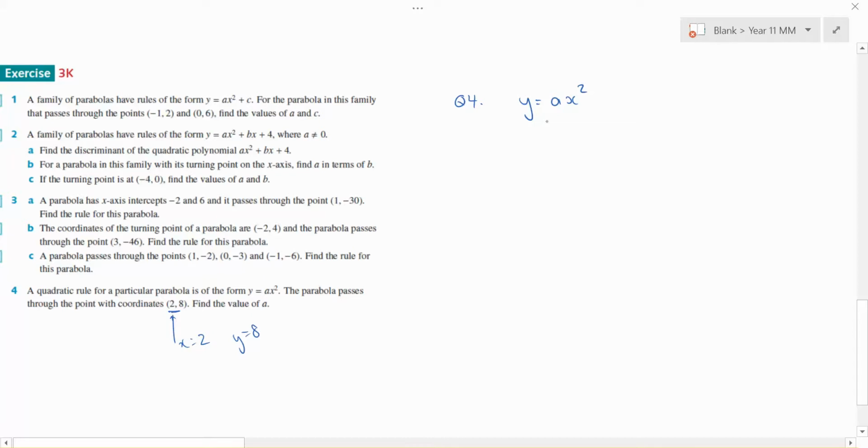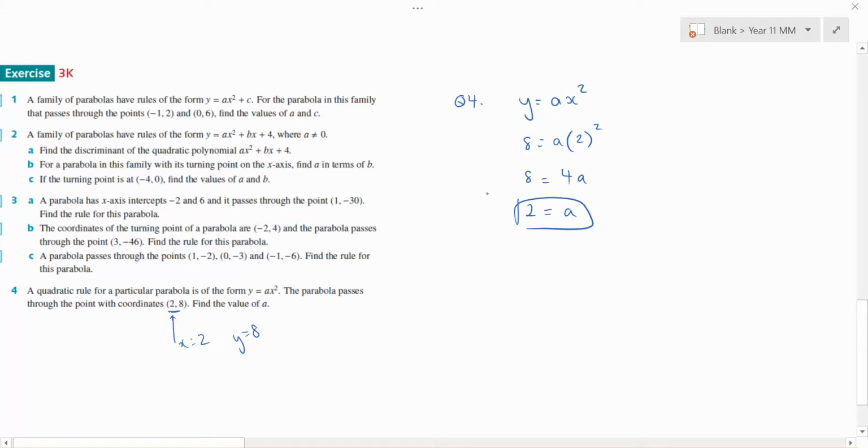That's easy to find a because you know that y equals 8. And you don't know what a is, but you know x has to be 2, because when you sub 2 in, it's meant to equal 8 for the y value. So 2 squared, which is 4, you get 4a, and that's 8. Divide 4 on both sides and you get a equals 2.